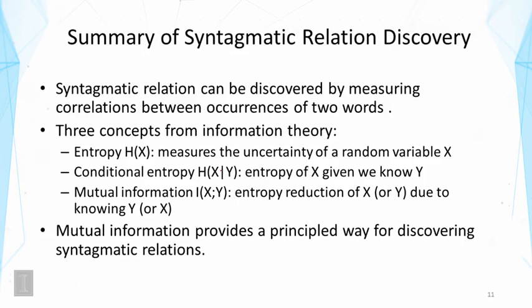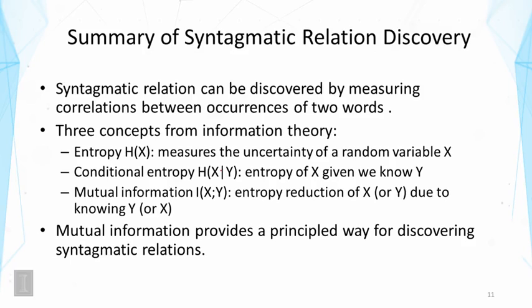Now, to summarize, syntagmatic relation can generally be discovered by measuring correlations between occurrences of two words. We introduced three concepts from information theory: entropy, which measures the uncertainty of a random variable x; conditional entropy, which measures the entropy of x given we know y; and mutual information of x and y, which measures the entropy reduction of x due to knowing y, or entropy reduction of y due to knowing x.